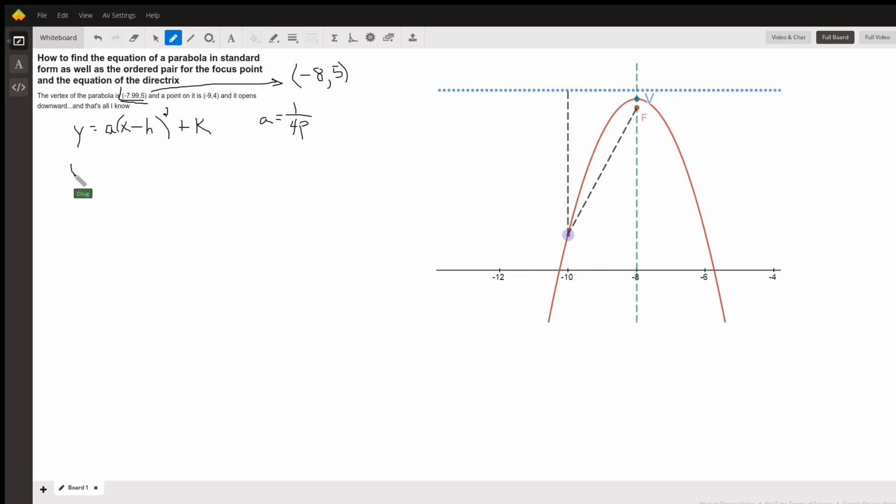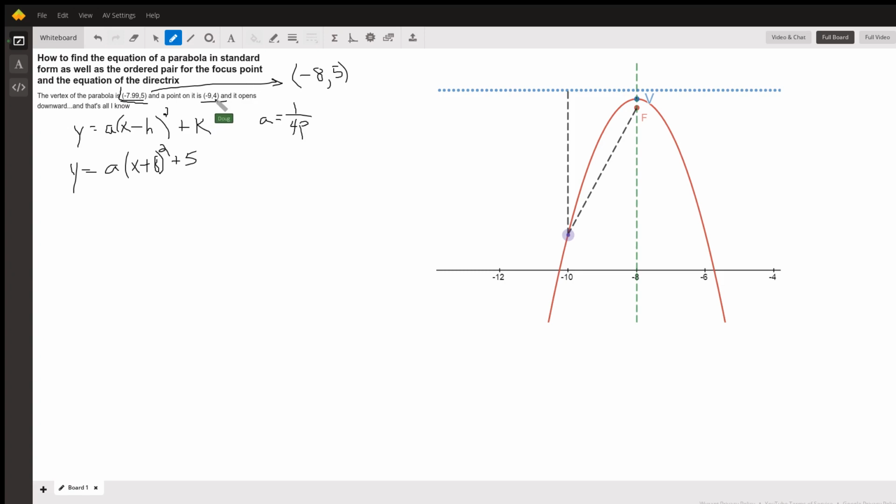Okay, so we know that the vertex is at -8 for h. x minus a -8 is x plus 8, quantity squared, plus k is 5. Now we're going to use the information that (-9, 4) is on the parabola to help us find the value for this a.